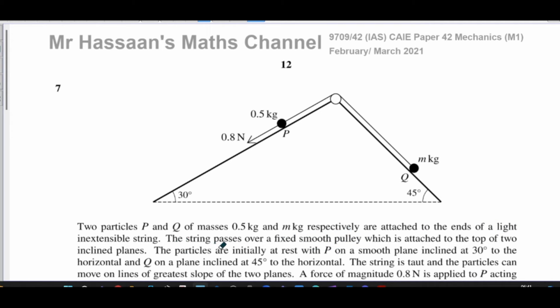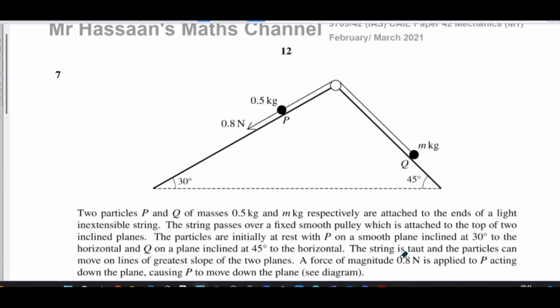And then it says the particles, this is another thing that people have a problem with. It says the string is taut. Taut means the string has tension in it. It's not loose. You can have a string that's loose, or you can have a string that's got tension in it. So it's pulling at each other, right? When the string is taut, it's got tension in it.